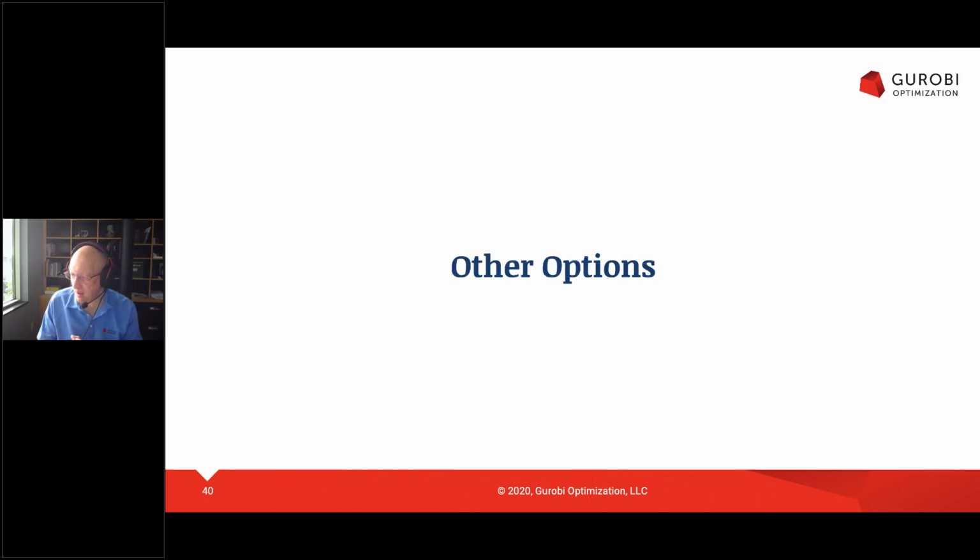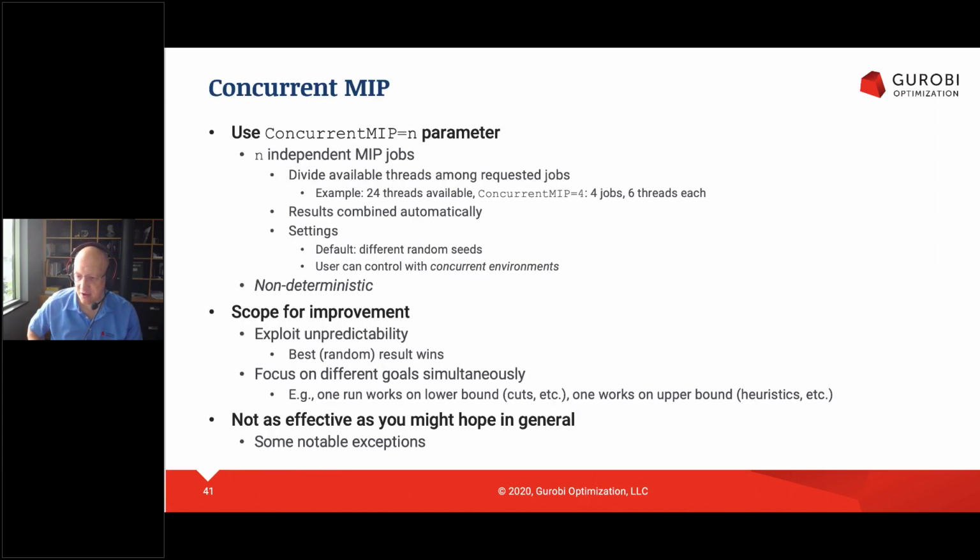So there are clearly things that limit parallelism in MIP. As I said, the average improvements are still substantial, and as you explore more nodes, as the problems get harder, the scope for improvement from parallelism improves. But there are definitely constraints on how much parallelism is available. So now I'm going to talk about other options for exploiting multiple cores.